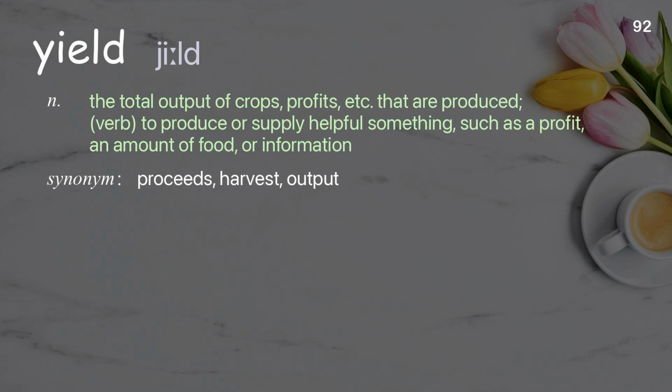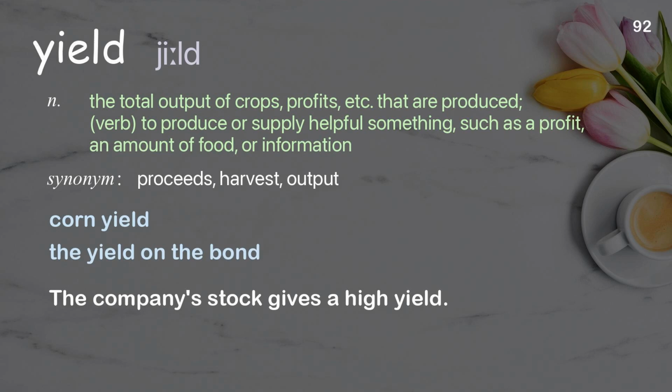Yield: the total output of crops, profits, etc. that are produced. Verb, to produce or supply something helpful, such as a profit, an amount of food, or information. Examples: corn yield. The yield on the bond. The company's stock gives a high yield.